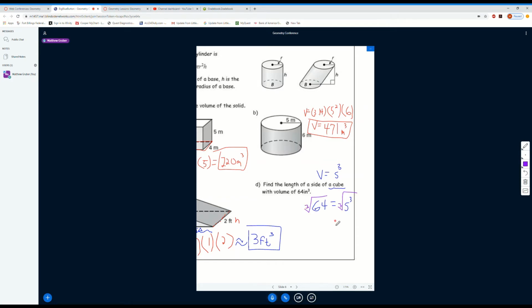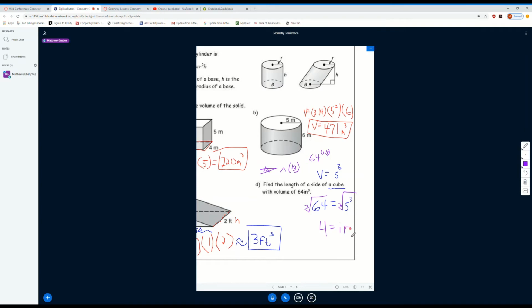Some calculators have cube roots, some don't. So in your calculator, you could either use the cube root key, or you could raise it. The cube root is the same thing. Write this down. Cube root is the same thing as it being raised to the 1/3 power. So you could take the cube root of 64, or you could do 64 in your calculator to the 1/3 power. Okay? So that will give us a side length of 4 inches.